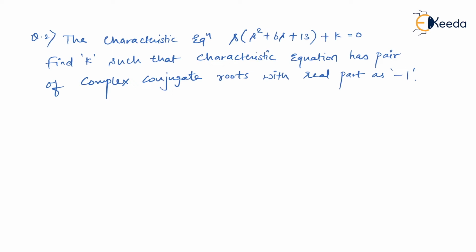Look at the criteria. The criteria is that this equation will have a pair of complex conjugate roots, and that too with a real part equal to -1. How to proceed with this? Okay, so don't worry. Definitely, I'll tell you how to solve this question. I'll just give you the steps to be followed, okay? So just go with the steps and then I'll tell you why I'm following this way, okay? Let us see.